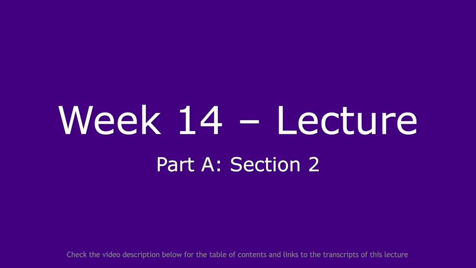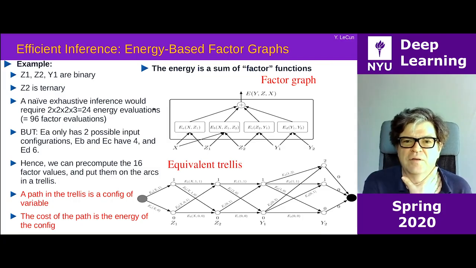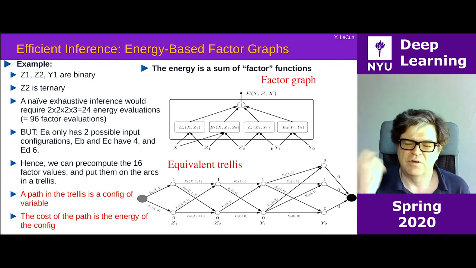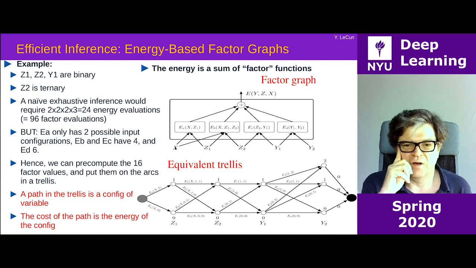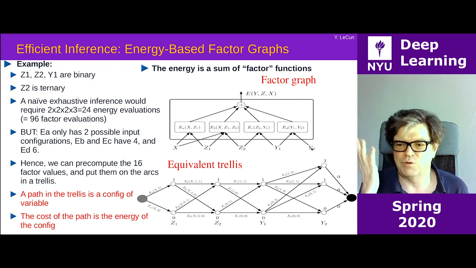All right, so let's take a very concrete example now. Let's say the energy here in this case is a sum of four energy terms. The first two depend on X, the observation. The last two depend on Y, which is the variable you need to predict, which you're given during training but not during test. And then two other nodes are latent variable nodes. Let's say X is some high dimensional variable. We don't care what it is because we just observe it. And Z1 is binary, Z2 is binary, Y1 is binary, and Y2 is ternary. So it can take three values, 0, 1, 2.